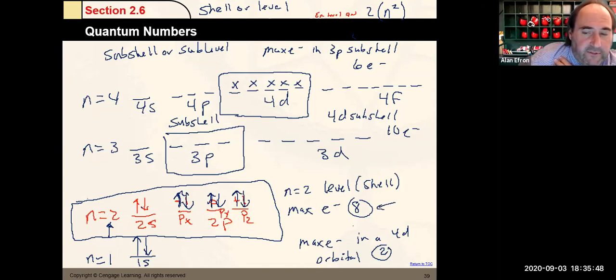If we did the first energy level, n is equal to 1. 1 squared is 1. 1 times 2 is 2 electrons on that entire level. N equals 3.